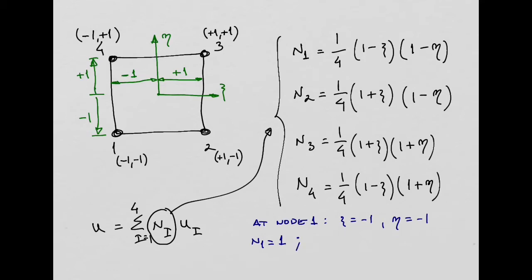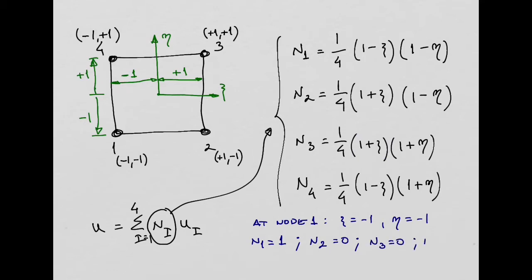And then you get, for N2, look, if you replace here xi by minus 1, you get 0. 0 times anything else is going to be 0. So N2 is going to be equal to 0. If you replace again in N3 xi by minus 1, you will get 1 minus 1 becomes 0. So it delivers N3 equal to 0.